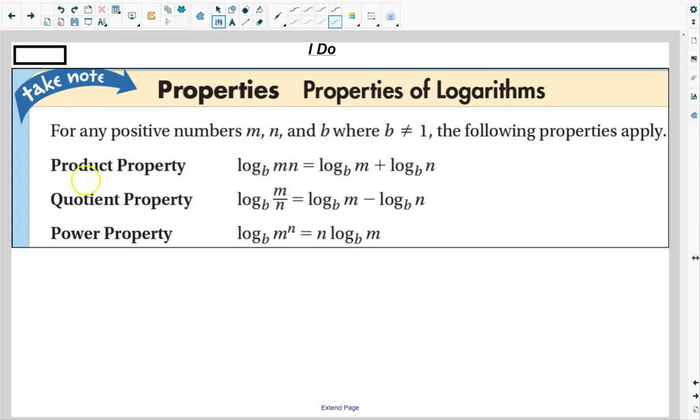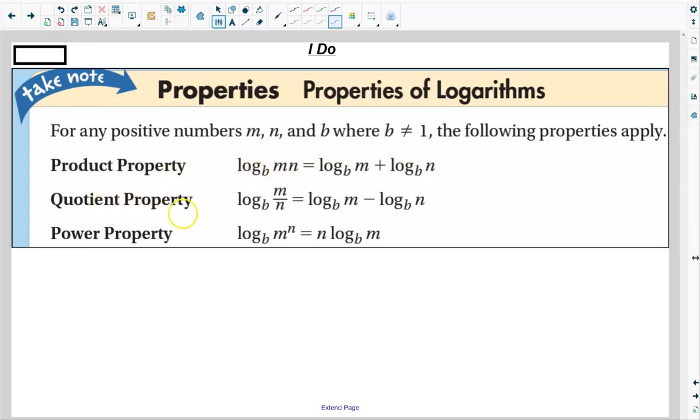All right. So here is the product property. We have log base b of m times n. This is what you can call condensed, which equals the expanded version, log base b of m plus log base b of n. Here's this property.